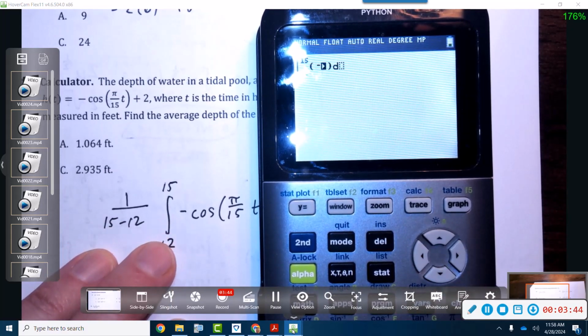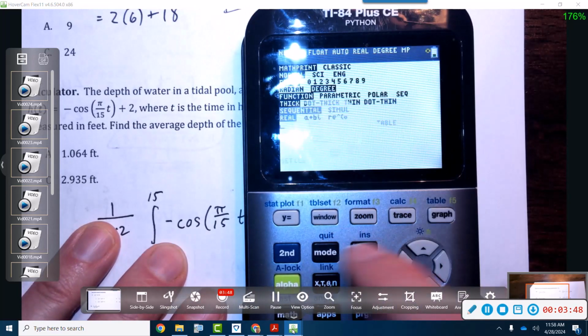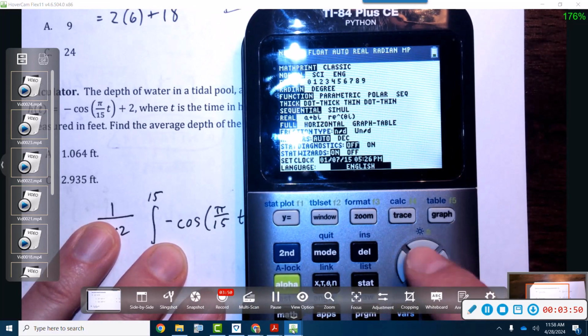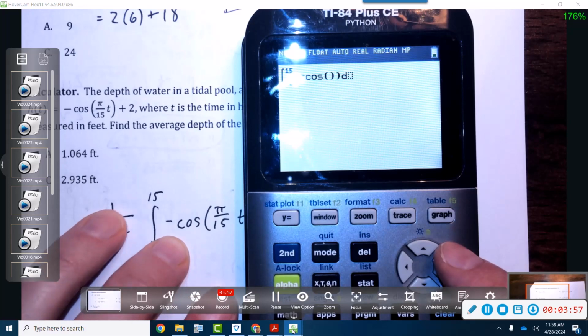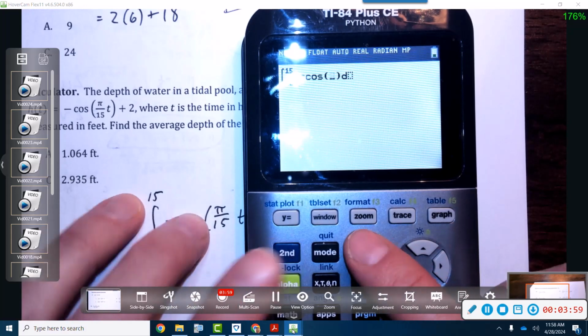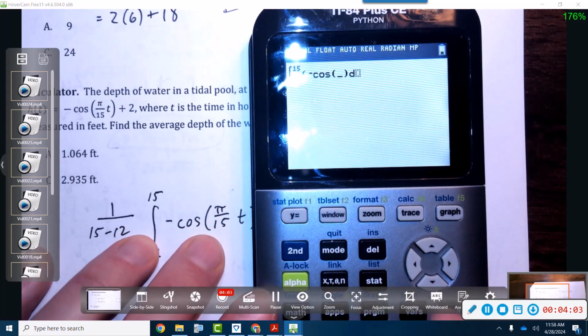And we're going to have negative cosine. I am in degrees, so let's change that to radians. Okay, and then we're going to go back here. Insert. And we're going to have pi over 15.